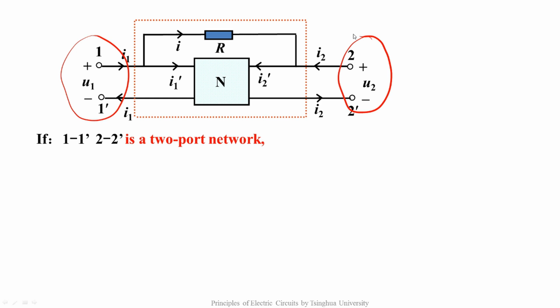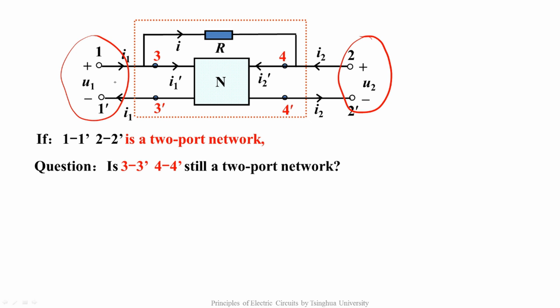To analyze whether it's a two-port network or not, we only need to check whether the current flowing into this terminal I1' is still equal to I1, and whether the current flowing into this terminal I2' is still equal to I2. If yes, it's a two-port network. If not, it's not a two-port network any longer. According to the generalized KCL, terminal 1,1' and the terminals 2,2' still satisfy the port condition, which means that the current flowing into terminal 1 is still equal to the current flowing out of terminal 1'.